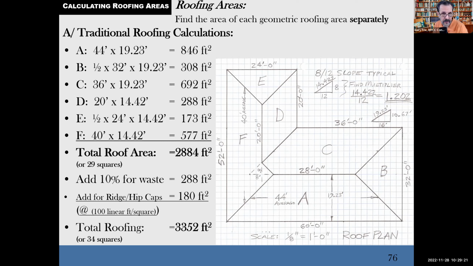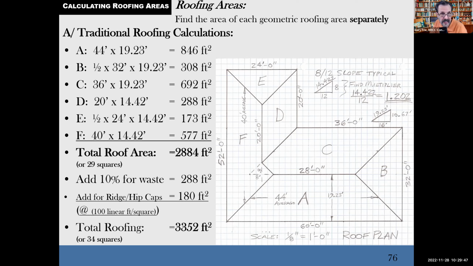288. And then you can even get fancier in a math problem like this and have to add for hip and ridge caps, and that might be another 180 square feet. Basically, I know from experience that you get about 100 linear feet of hip and ridge caps from each square of roofing materials if you've got 3-tab shingles that you're using. Otherwise, you've got to figure out another way. And then we ended up with 3352.